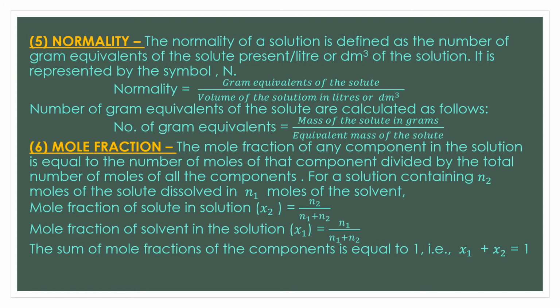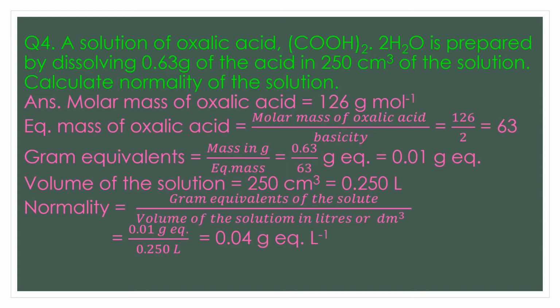Below it is the summation of the total number of moles, and above it is the number of moles of solute. Similarly, for finding the mole fraction of solvent, it is the number of moles of solvent divided by the total number of moles. And we know the sum of the mole fractions of the components will always be equal to 1, that is X1 plus X2, the mole fractions of solvent plus solute, gives us 1. So let us do questions.